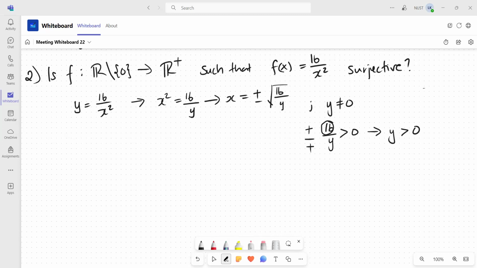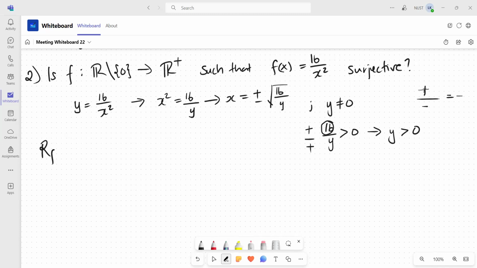If I say a positive divided by a negative, this is going to give me a negative. So this fraction is only positive if y is positive. So here are my two conditions: y is not 0 and y is greater than 0. So this is just the entire set of positive real numbers.